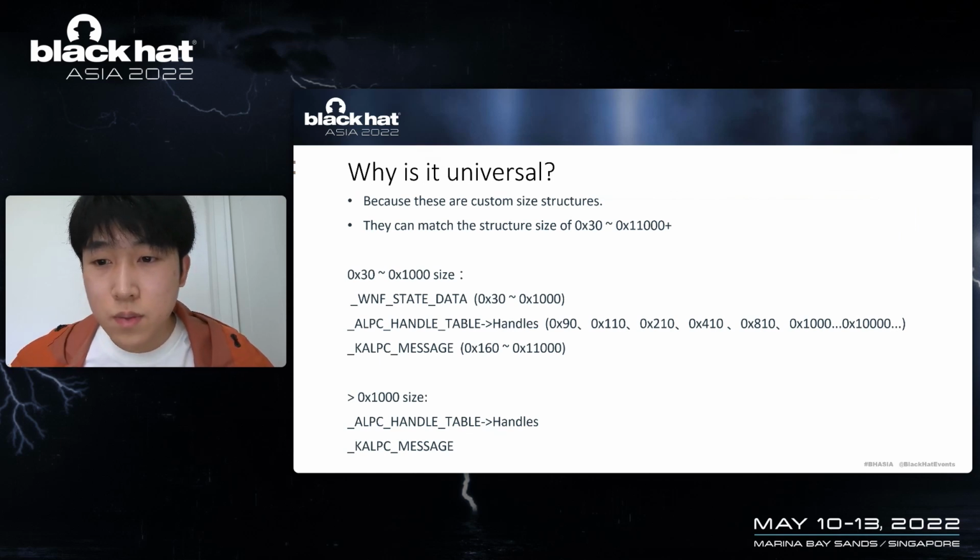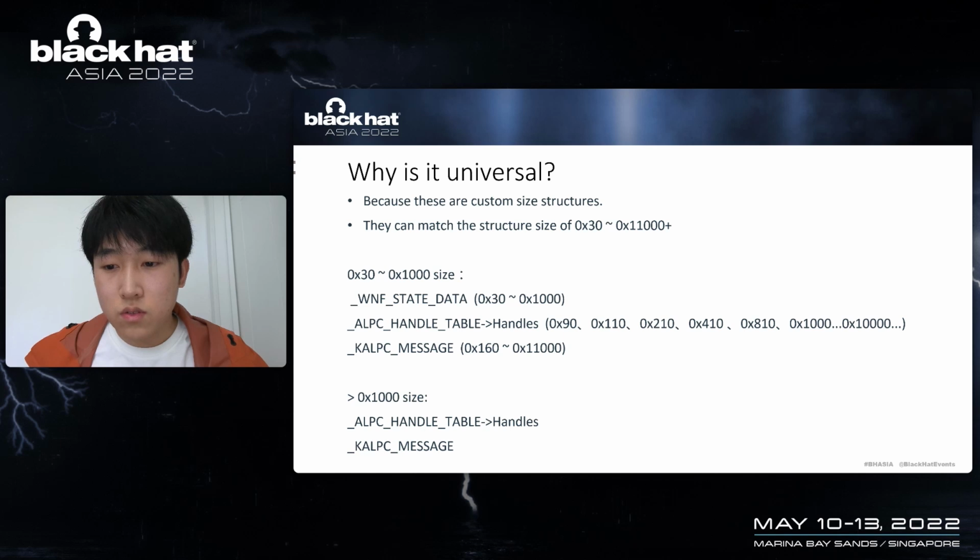Okay. In this part, we will talk about why these structures are universal. We have involved three structures in Turtle, namely WF, handles, and message. They all have one feature. That is, they can be controlled in size. After our test, they can be adapted to the matching range is the minimal 0x30 and the maximum 0x11,000 or more. And these three structures can be used alone or in combination.